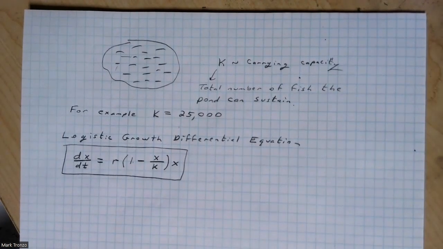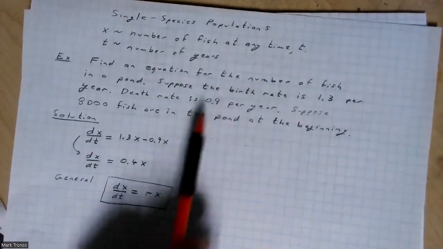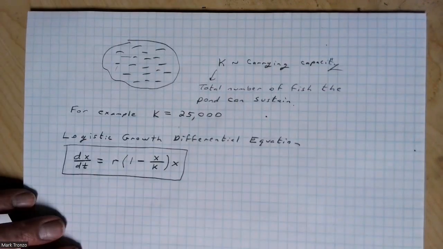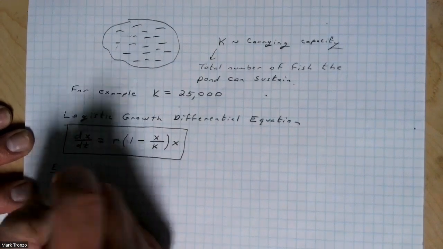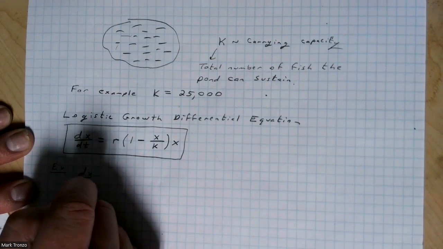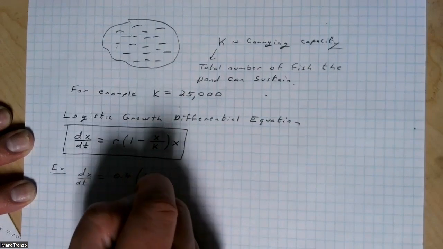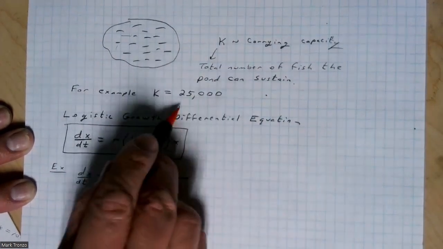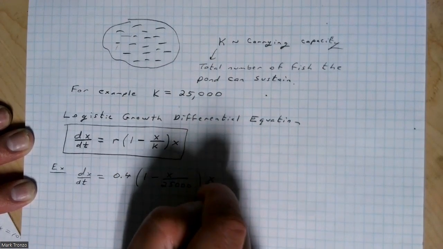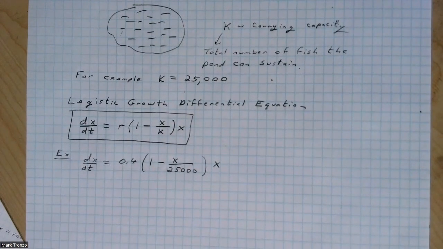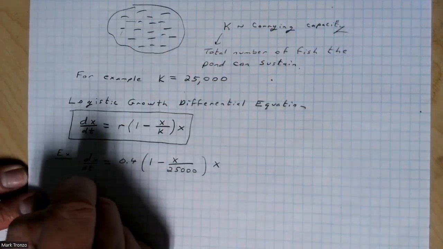So again, if we apply this to our last example, where we had, say, a net growth rate of 0.4, then in that case, this equation will be 0.4 times 1 minus x divided by our carrying capacity, which was 25,000 x. And again, you can multiply this out if you want and combine the terms.